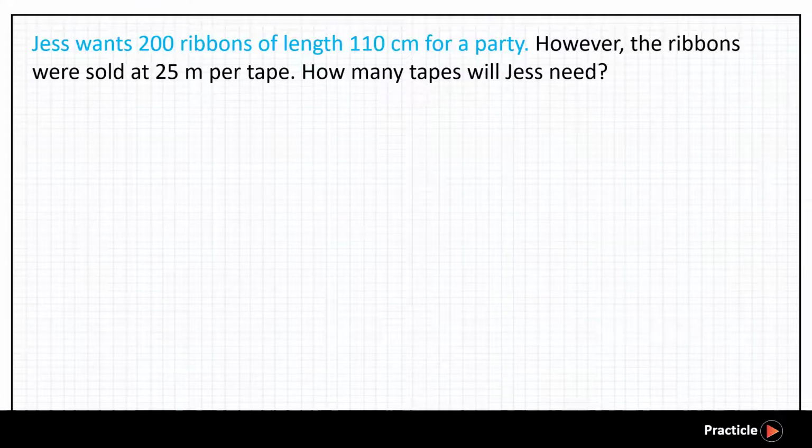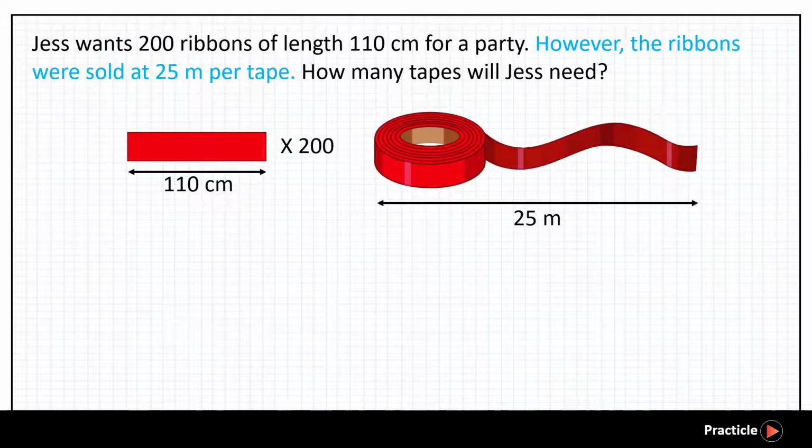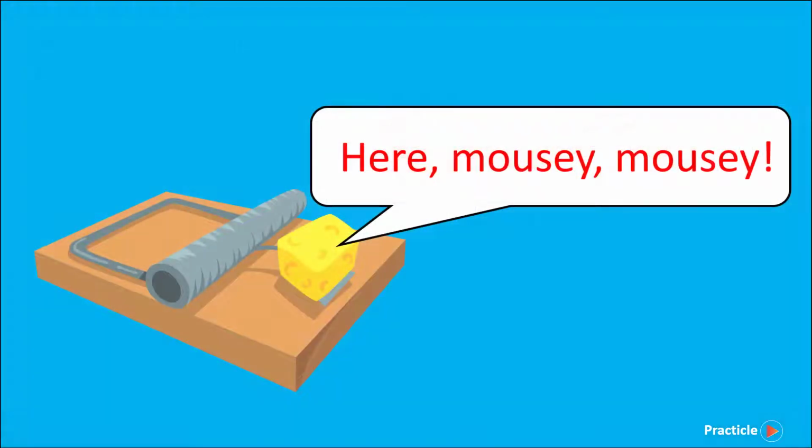Jess wants 200 ribbons of length 110 cm for a party. However, the ribbons were sold at 25 meters per tape. How many tapes will Jess need? Now after reading this question, some of you might start thinking that this question doesn't really look that hard, right? But do you know that there's actually many booby traps hidden in it? Let's see what the traps are, okay?